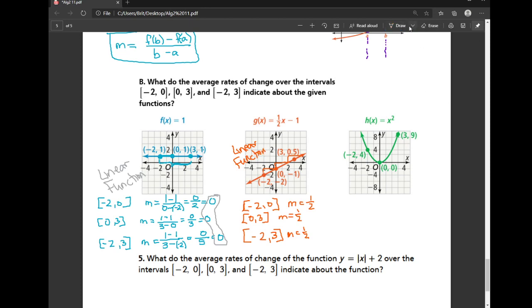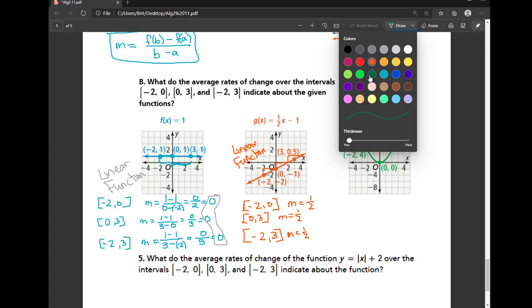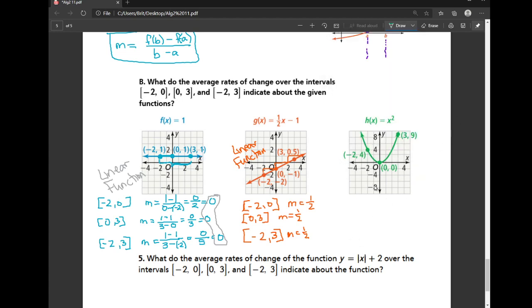So let's check out this green one, which is clearly not a linear function, and let's see how it changes here. So if I calculate my slope for the interval -2 to 0, I'm just going to do it with visual inspection on the graph. You can use the formula as well. So this line, essentially, it is falling by 4, running by 2. Alright, so that is a slope of 4/2, which is 2.